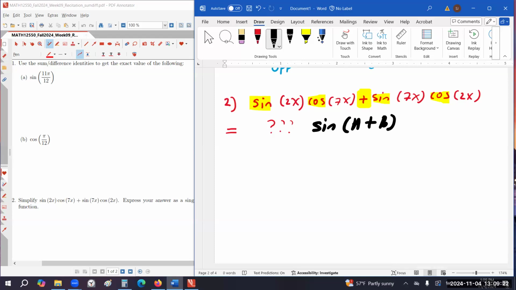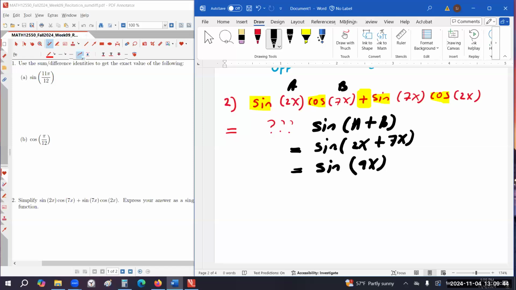Now, the question is, which one is angle A? It doesn't matter. You can say the first one is A, second one is B. So it has 2x and 7x, and when you combine them, it gives you simply 9x. And that's all you have to do. You relate your expression with one of the identities and then simplify. Any question?